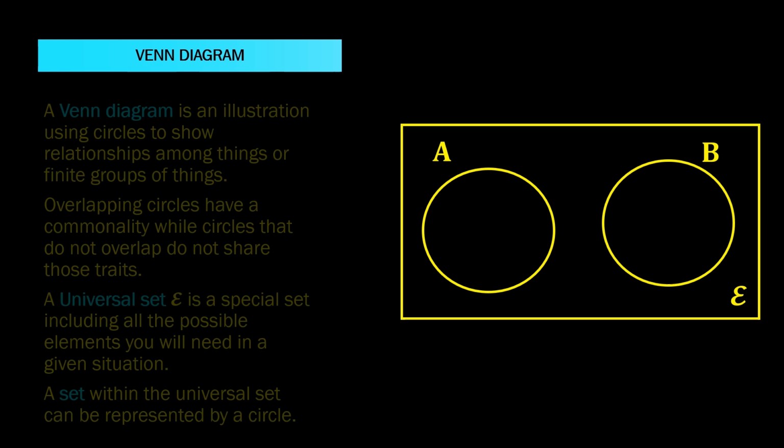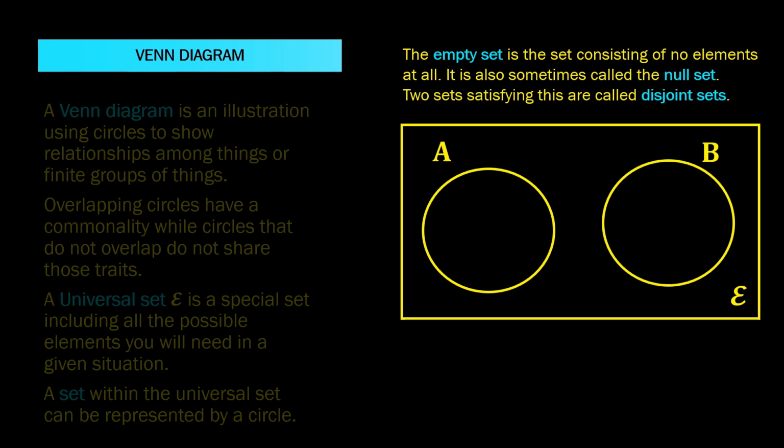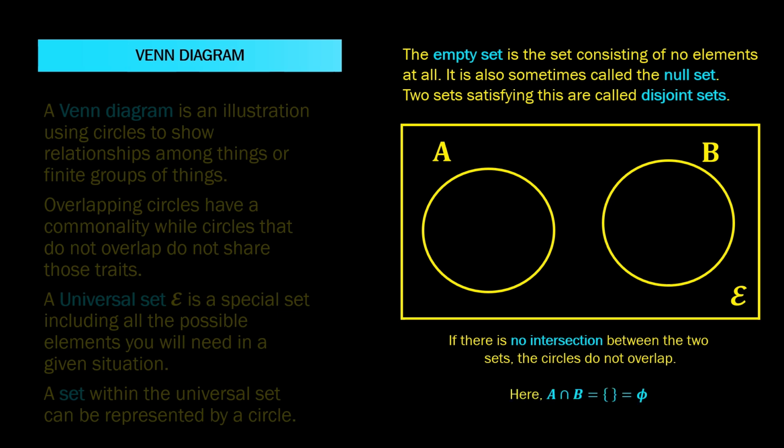We're now going to take a look at disjoint sets. The empty set is the set consisting of no elements at all. It is also sometimes called the null set. Two sets satisfying this are called disjoint sets. If there is no intersection between the two sets, the circles do not overlap. Here, in this example, A intersect B equals the empty brackets as shown, which is equal to the empty set symbol as shown.